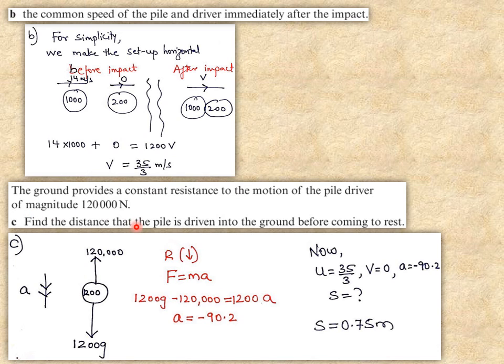Now the question is, find the distance that the pile is driven into the ground before coming to rest. So we have to find the displacement basically. We know the acceleration, we know the initial velocity after impact was 35 by 3. It has to stop, come to rest, so v is 0. We know acceleration is minus 90. Simple kinematics formula. Use the formula of s, u, v and a. You will find 0.75 meter. This is the distance it will go inside the ground. That's it. Let's take the next slide.